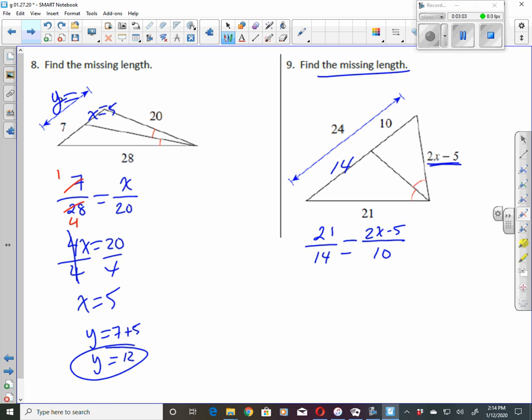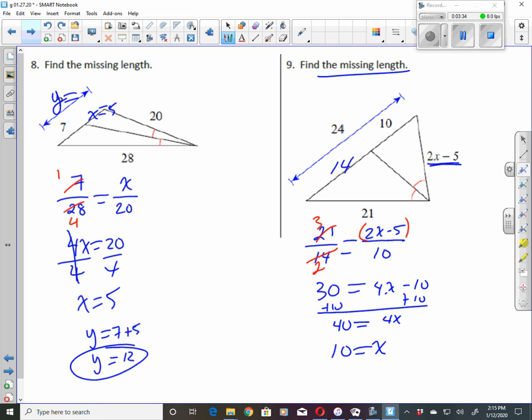I always try to simplify if I can. 7 goes into this twice, 3 times. I'm going to go ahead and distribute as I multiply. Right? 3 times 10 is 30. 2 times 2x minus 5 becomes 4x minus 10, plus 10, plus 10. 4x equals 40. Divide by 4 and we get x is equal to 10.